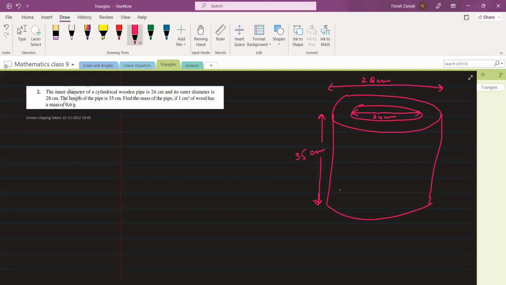Find the mass of the pipe if 1 centimeter cube of wood has a mass of this. So some conversion is given that you can convert later, but first of all you have to find the volume. Is that okay? Okay. So basically this is hollow. Some thickness is there. So what is the volume? That means only this much part you are interested, right? So how will you get the volume of this much part? So the volume of the outer cylinder minus the volume of the inner cylinder, isn't it?